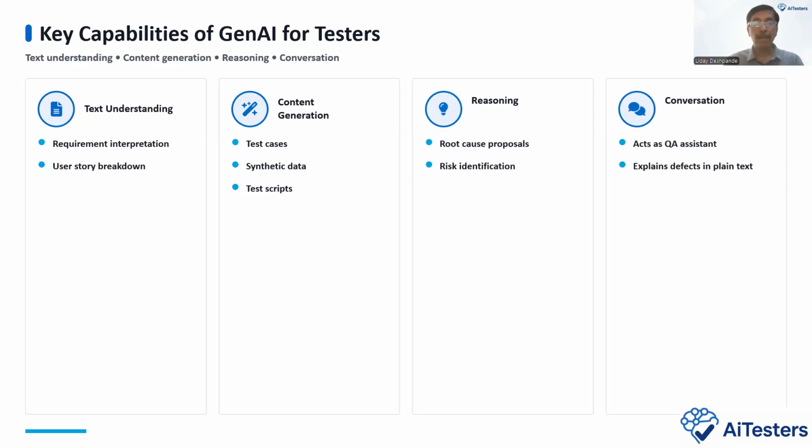Content generation. It can automatically create test cases, generate synthetic test data that's realistic but privacy safe, and even write test automation scripts. Reasoning. Gen AI can propose root causes for defects, identify risk areas in your application, and make intelligent connections between different parts of the application.